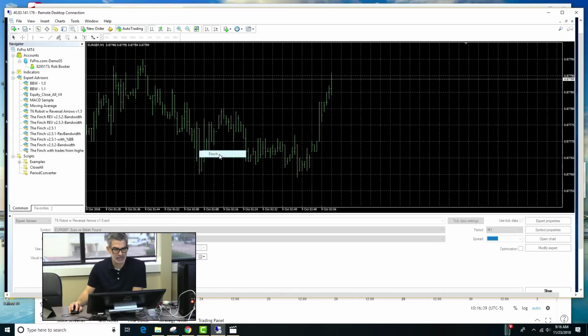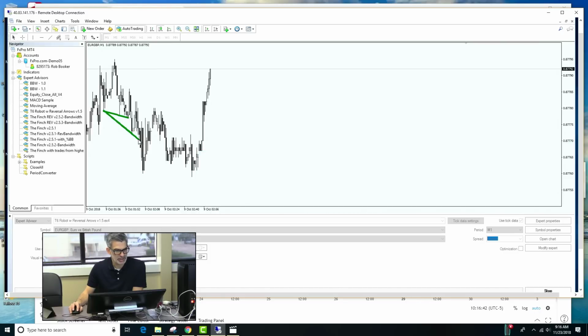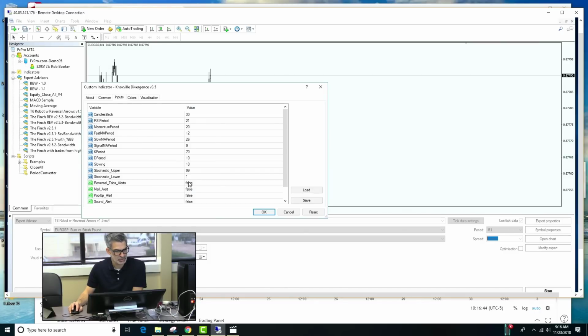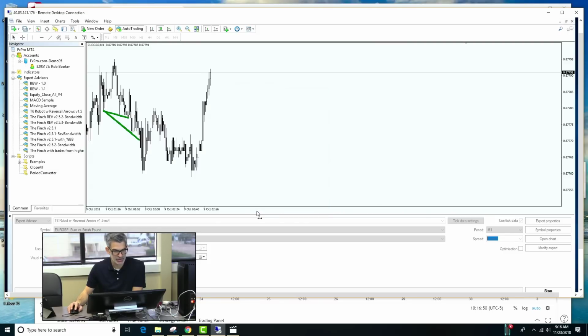I'll get the template here. On the template, I think I need to add the reversal arrows so that you can see them. I think that's going to work, actually.